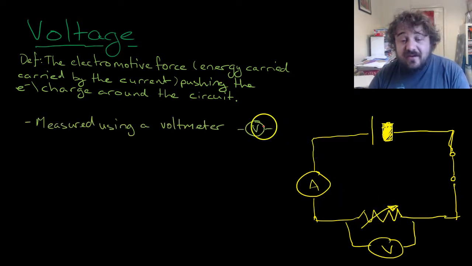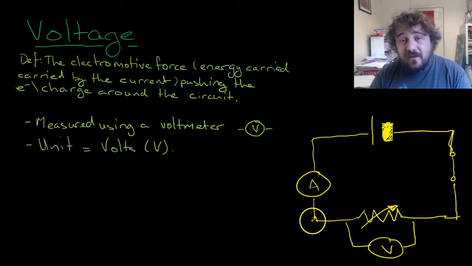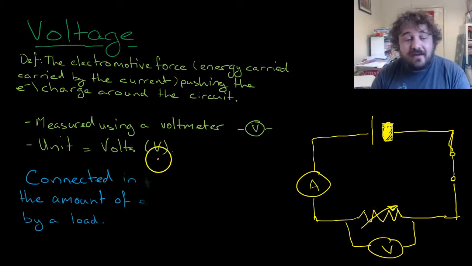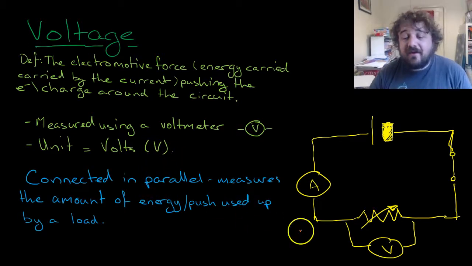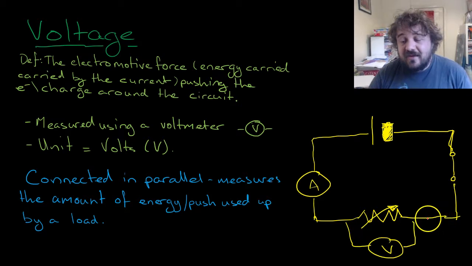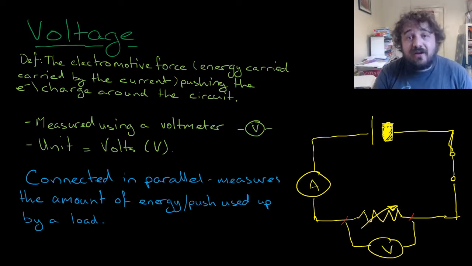It's measured using a voltmeter, just down here. The unit is volts, and the symbol for that is a capital V. And it's connected in parallel. What it does is measure the difference in energy for the charge. So as the charge goes through, it measures the difference in energy from point A to point B. It measures how much of the energy is used. And that's current and voltage.